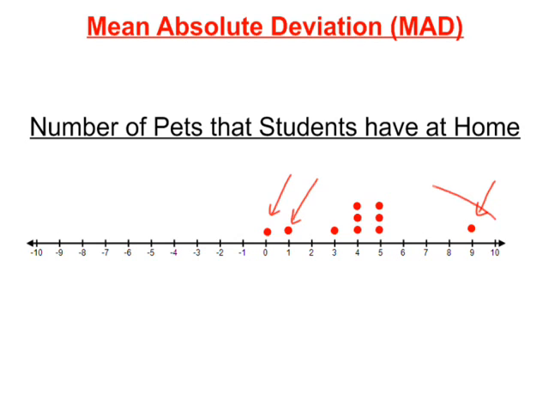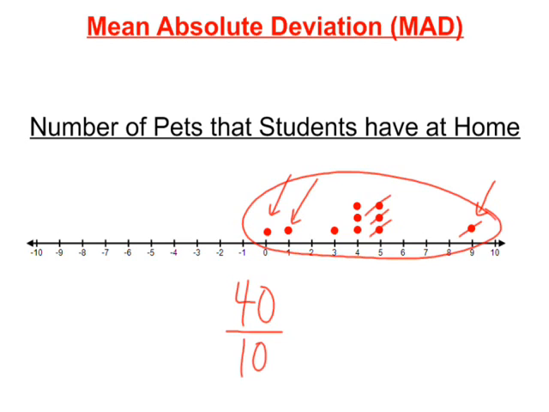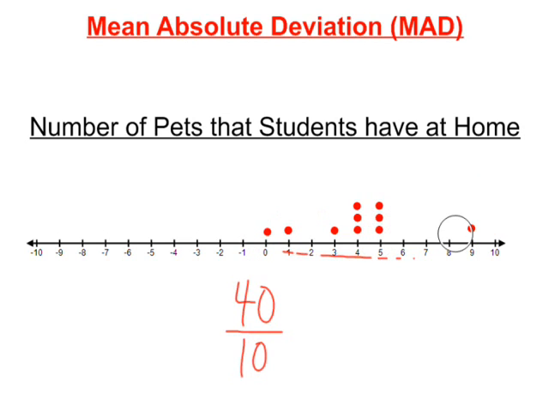One student has 9 pets, one student doesn't have any, and one student has 1 pet. So what we want to do is find the average of all these numbers. What's the average number of pets that the students have at home? If I add up all of these, I end up with 40. There were 10 students surveyed, and 40 divided by 10 is 4. So the average number of pets that students have at home is 4. I'm going to draw a line on our dot plot to represent the average.